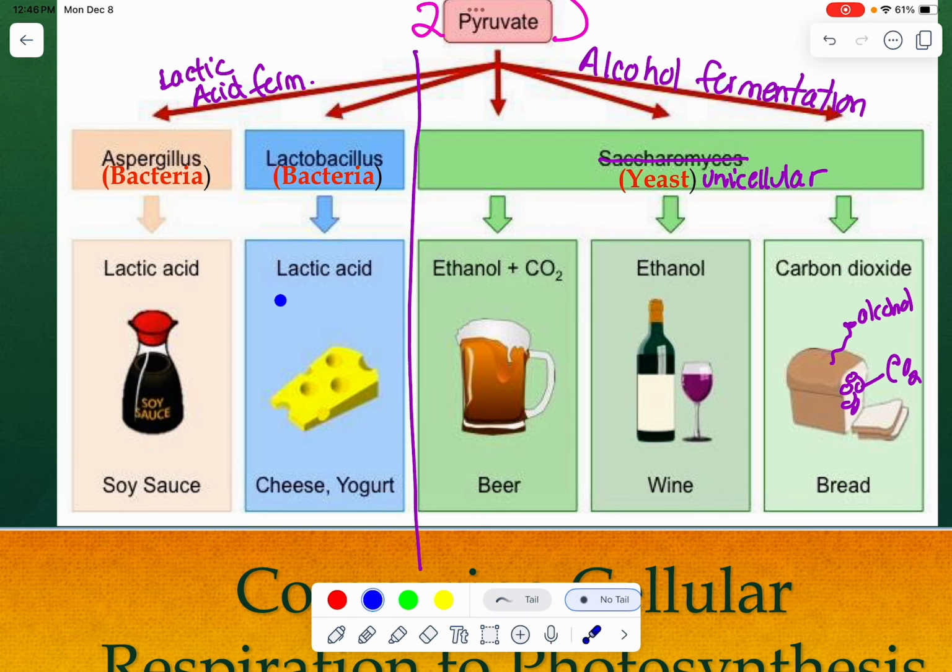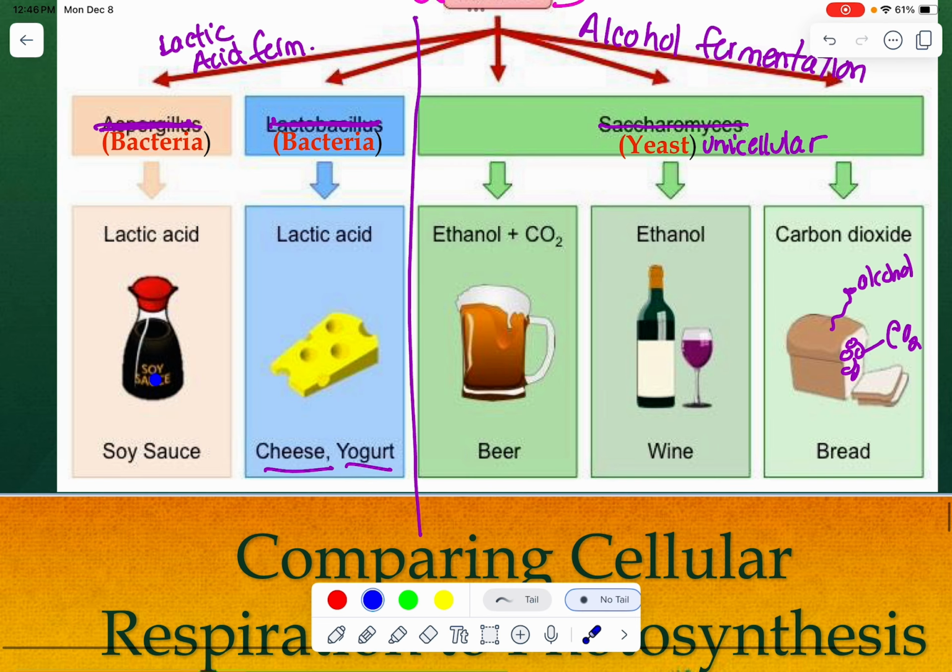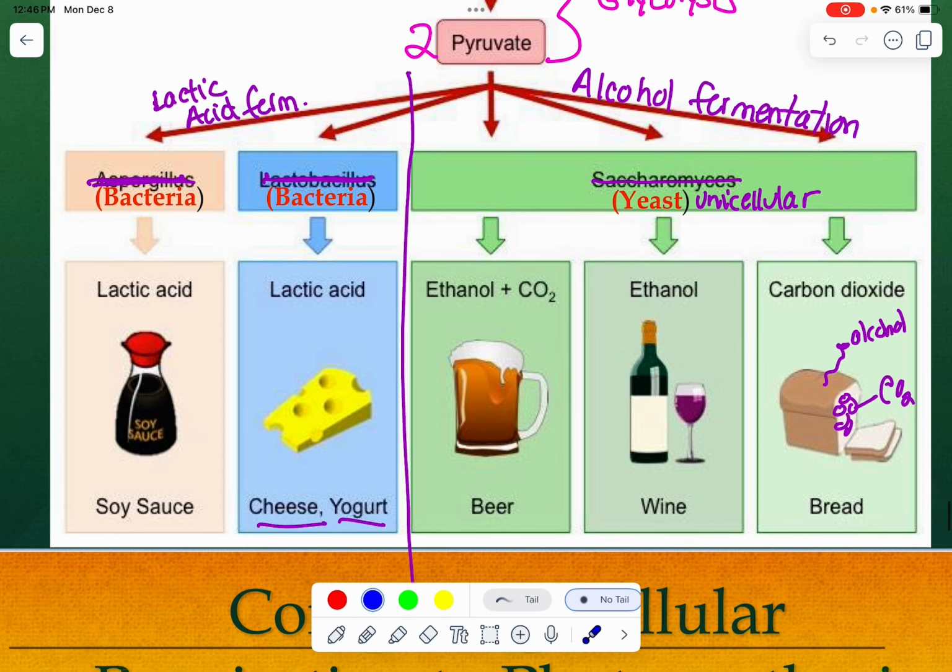We talked about yogurt and cheese. Again, you don't need to know the species of bacteria that does this or that. There's another species of bacteria. Lactic acid's also how we make soy sauce. I don't think we quiz you on that, but maybe just know that.